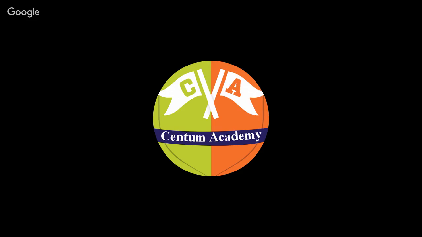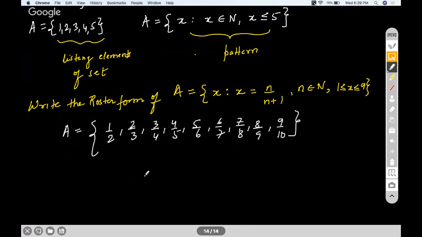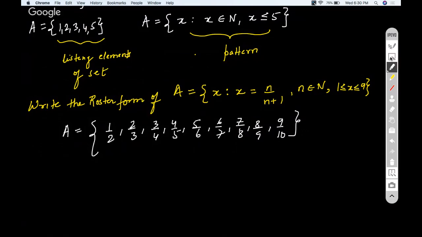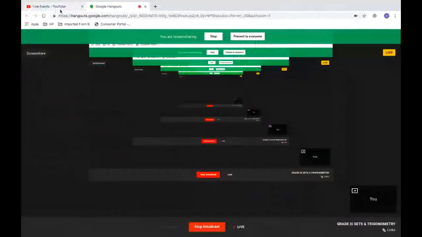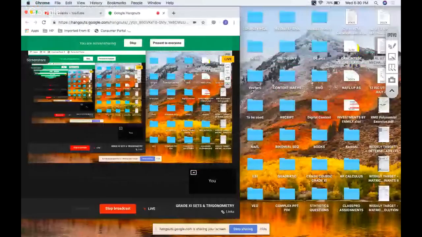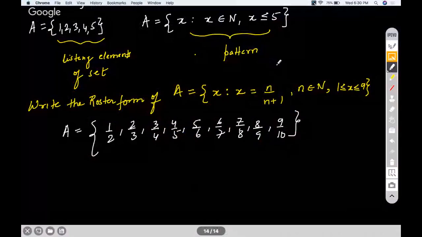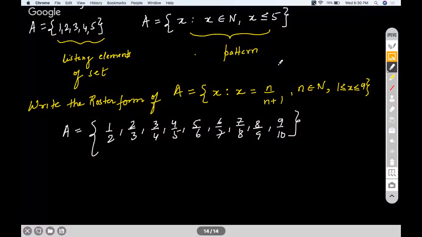Don't worry, it should be visible now. Just 1 second, it should be visible now. Are you able to see the screen now?